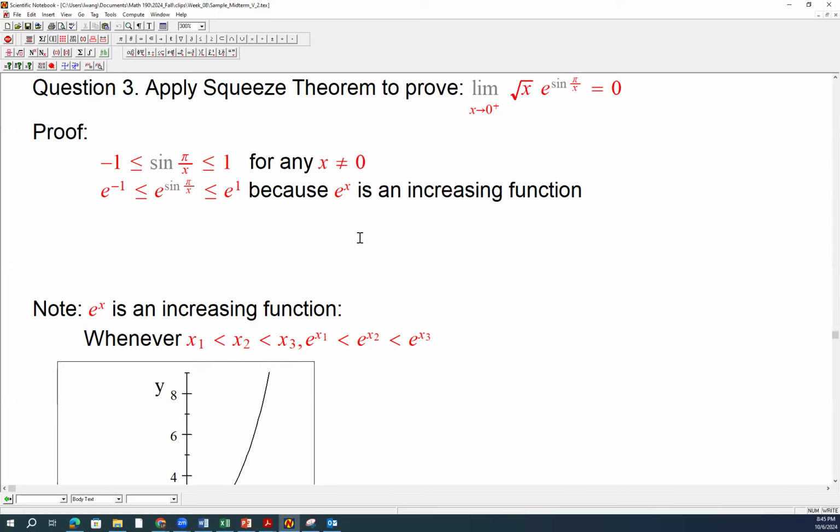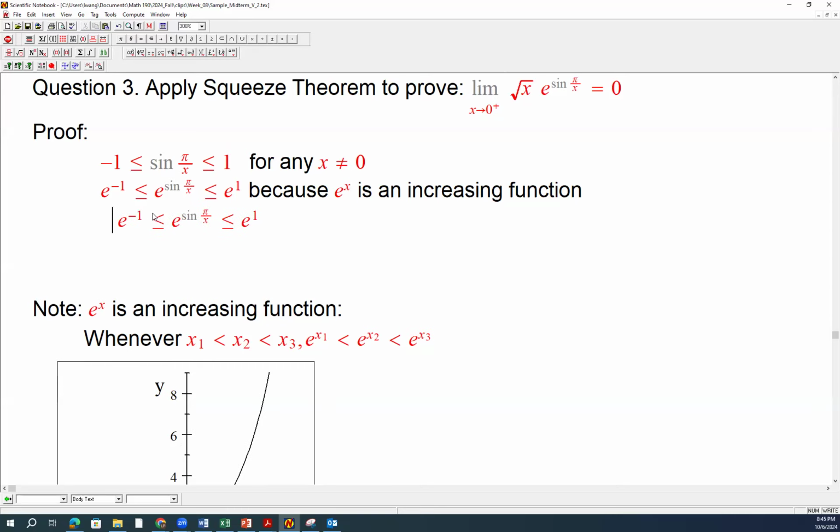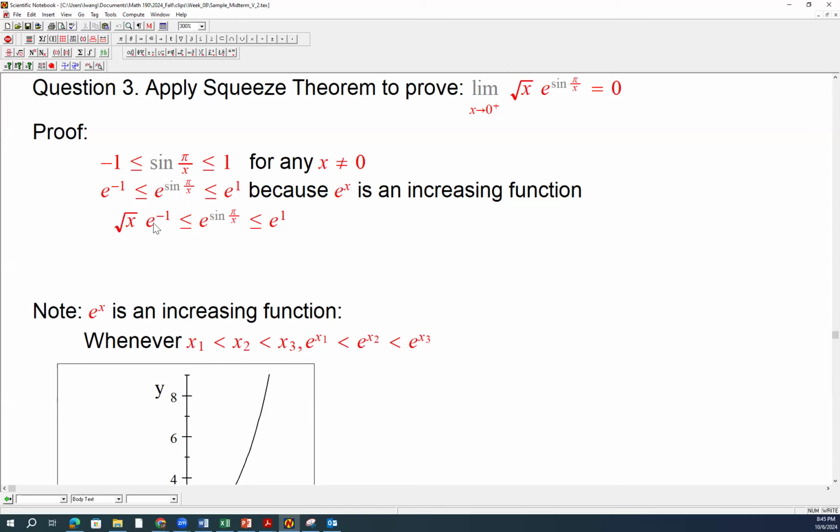So each step there's a reason. And then we want to multiply by root x. Because x is greater than 0, root x is positive. So the next step, we're going to multiply each one with root x. And when we multiply by root x, we will keep the direction of the inequality sign. So why? Because root x is positive.